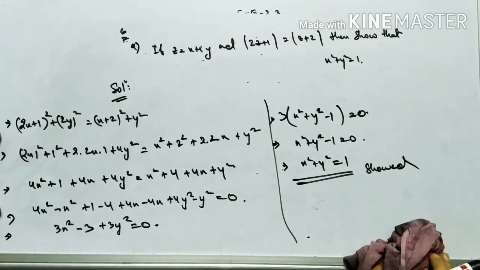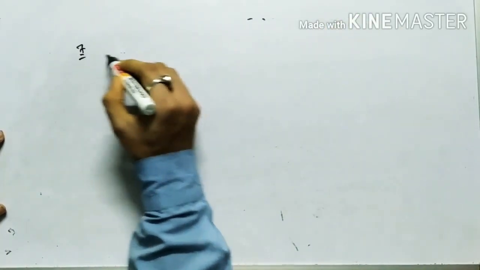Next is number 6, part B. You try to do it by yourself, it is the same method. Next I am going to type 7.